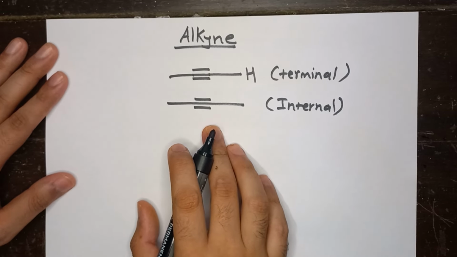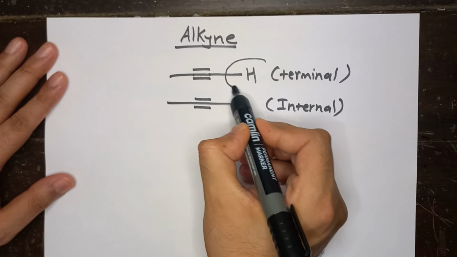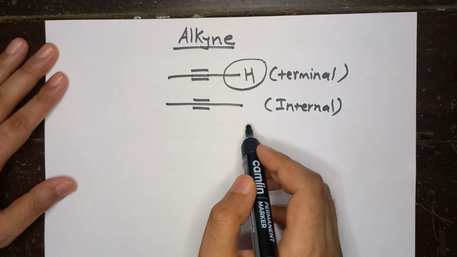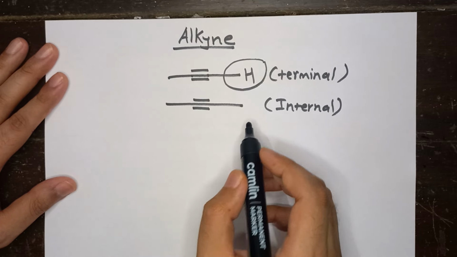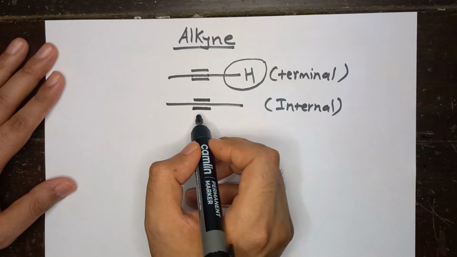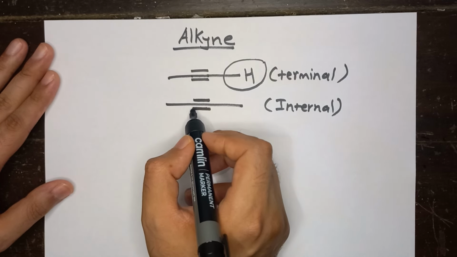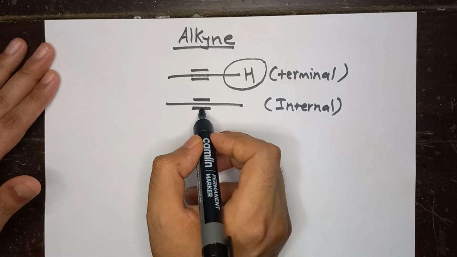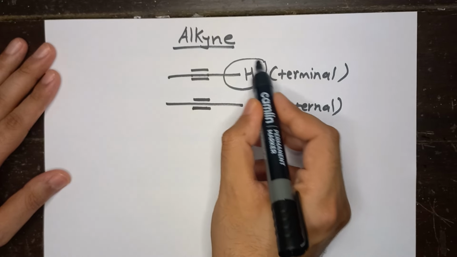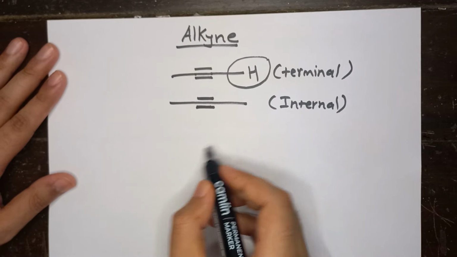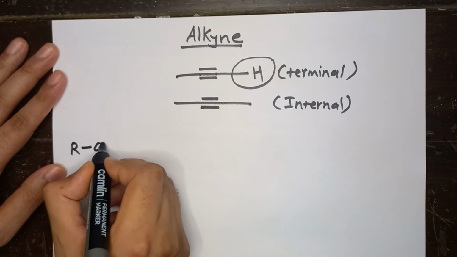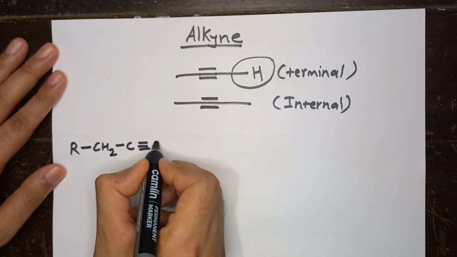So why do we need to protect alkyne? Well, this terminal alkyne hydrogen can get deprotonated. So this is the first reason why we need to protect alkyne. And the second reason is this triple bond can react. So to protect it from reacting, we need to protect alkyne. So let's talk about protection of terminal alkyne. So suppose I have RCH2 C triple bond C H.